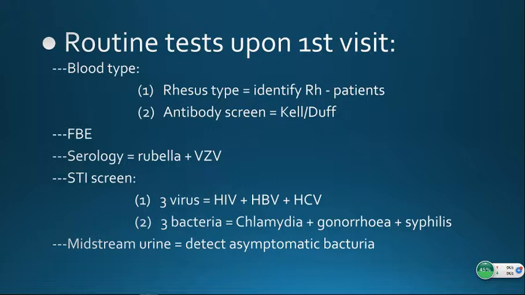And also everybody gets STD screenings. So it includes 3 viruses and 3 bacteria. So the viruses are HIV, HBV, HCV. The 3 bacteria are chlamydia, gonorrhea, and syphilis. So common stuff. And also you would do a midstream urine to see if there's any asymptomatic bacteriuria.